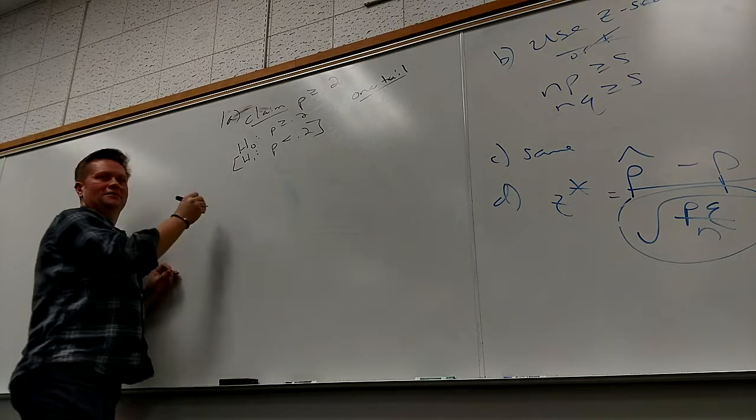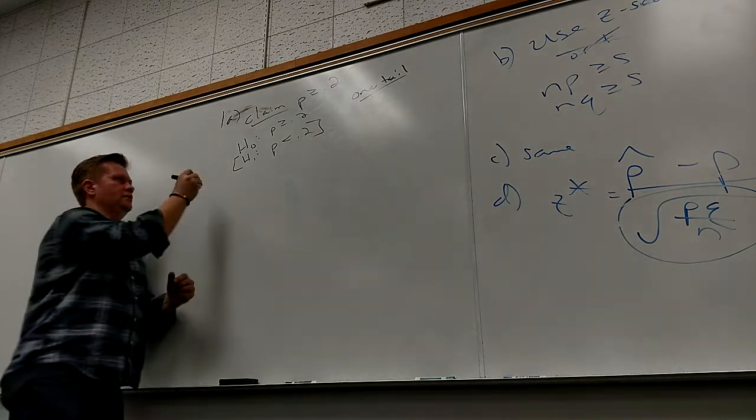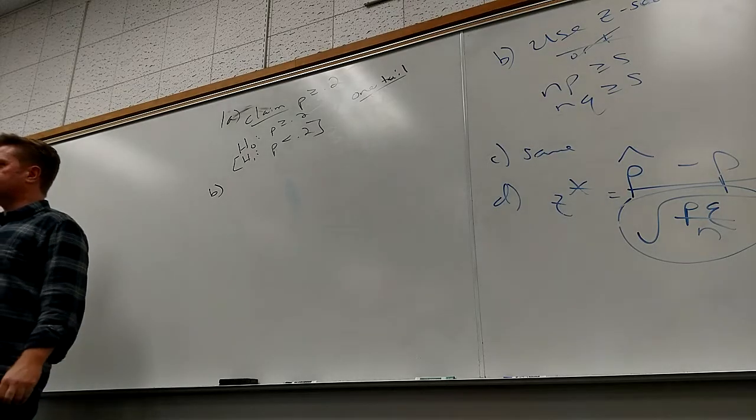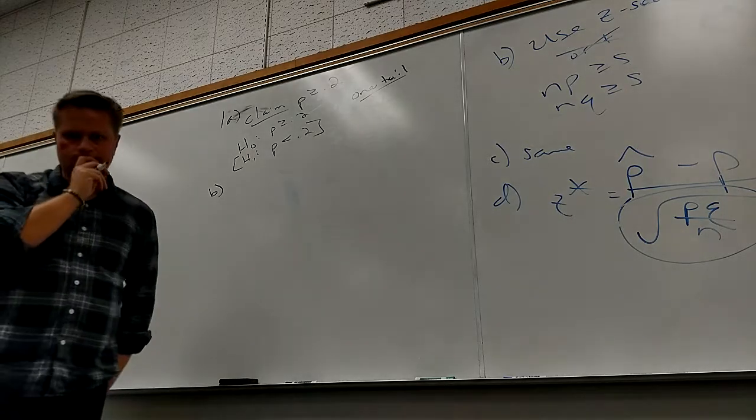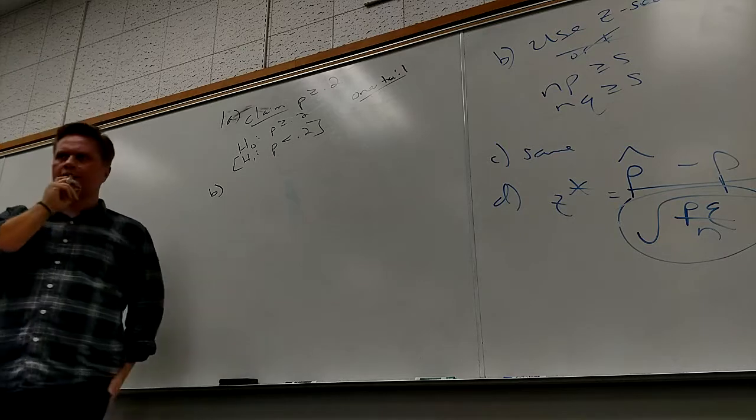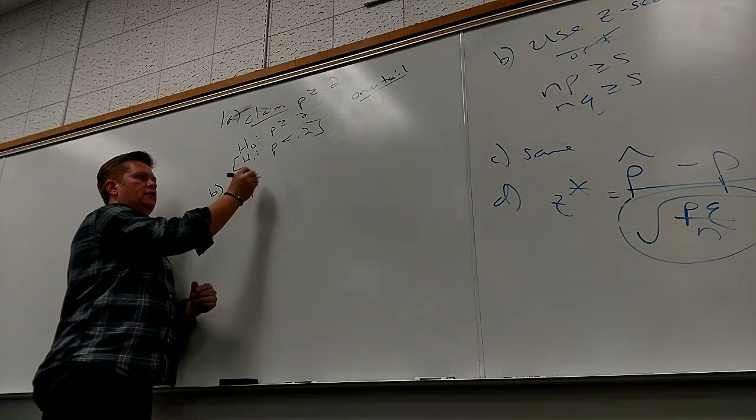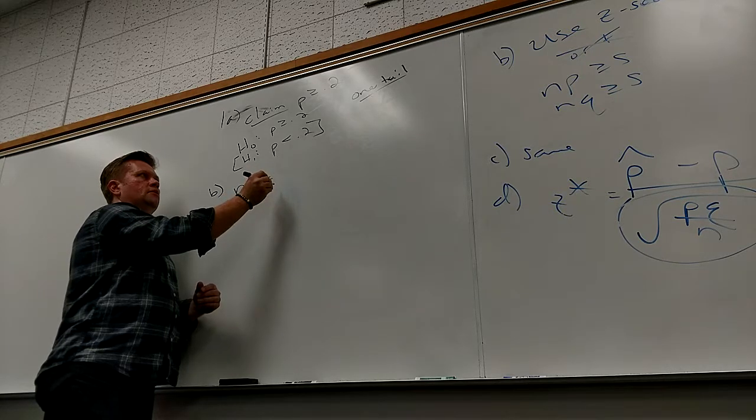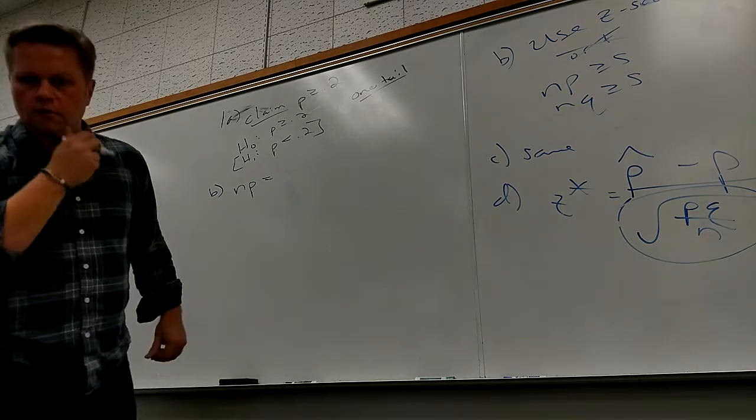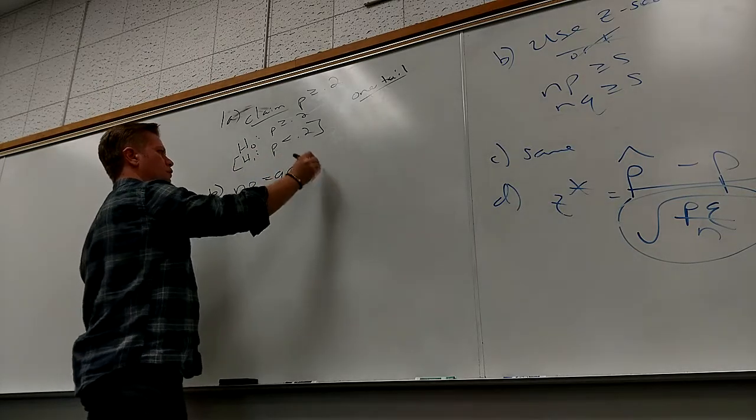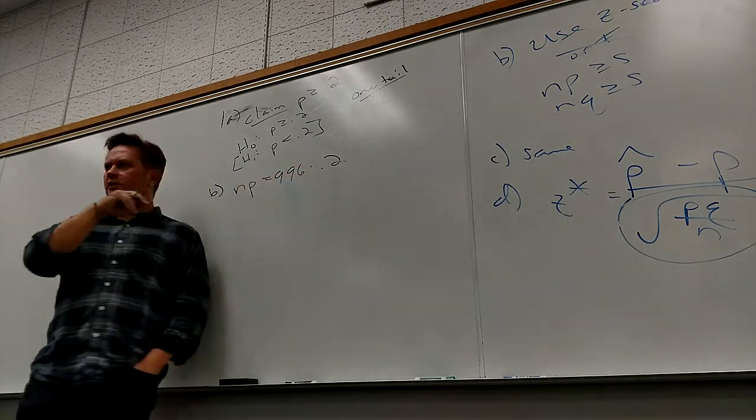All right. So step 1. What do I do in B here? What do I do for the second step? What do I check? Oh, good, yes, N times P. What's N? 996. What's P? 0.2.